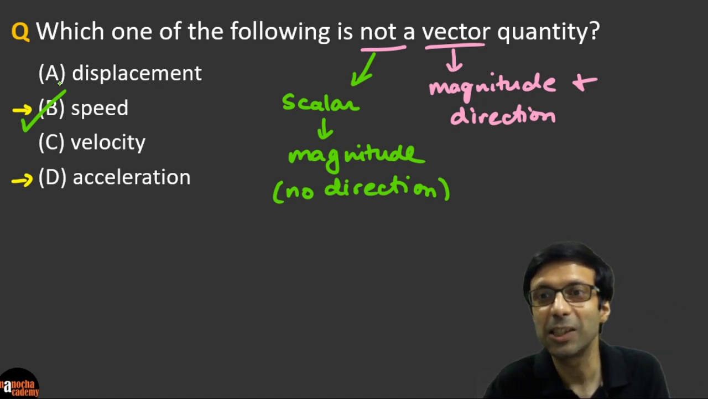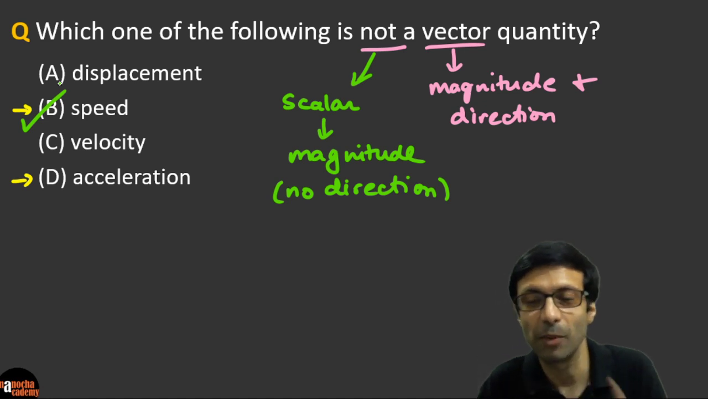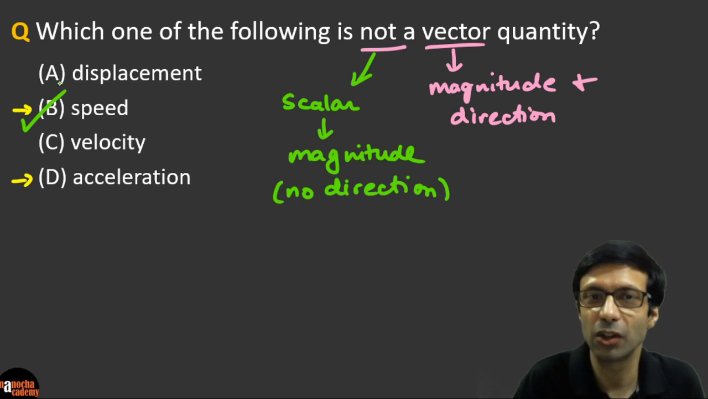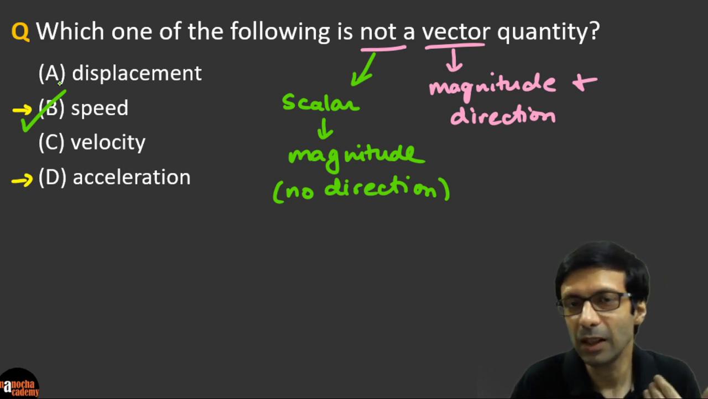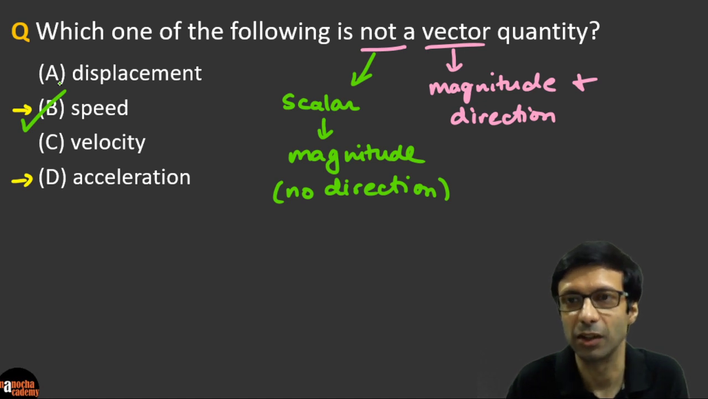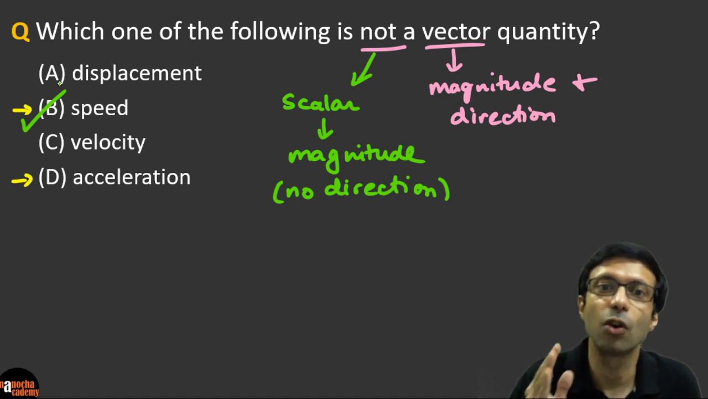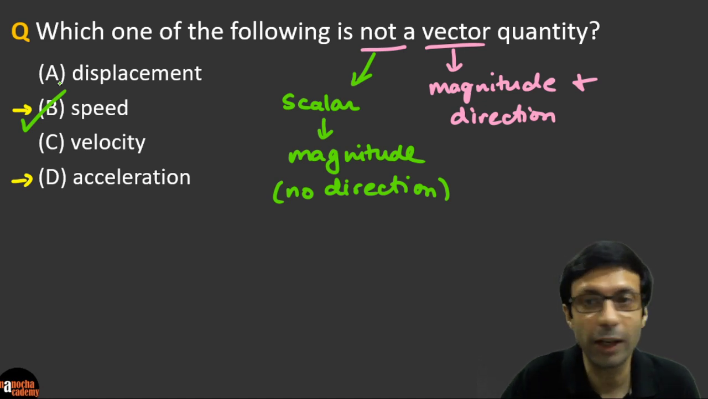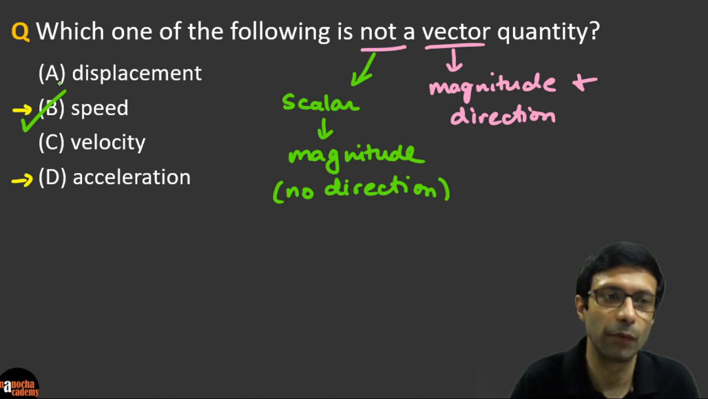Velocity, we say, is speed with direction. So guys, remember this important concept. Velocity is known as speed with direction because it is a vector quantity. It has both magnitude and direction, like 10 meters per second north. So 10 meters per second is the magnitude of the velocity and north is the direction. And acceleration, which is the rate of change of velocity, is also a vector quantity.